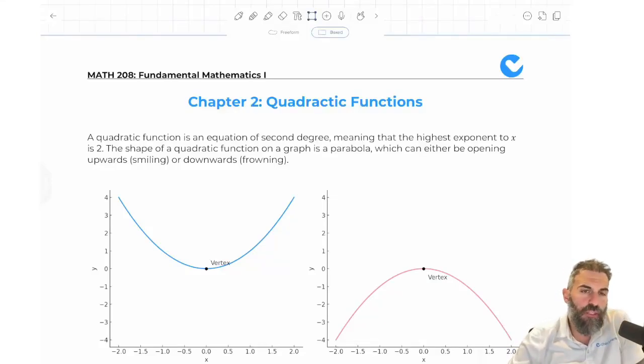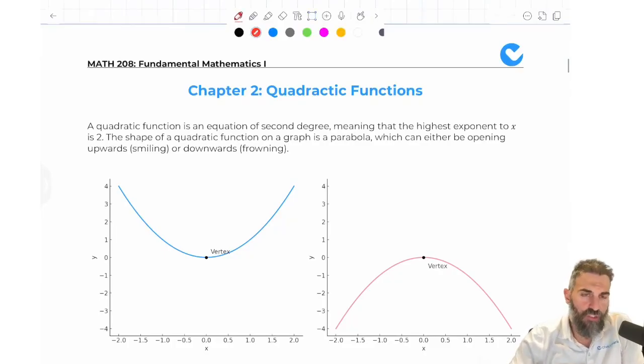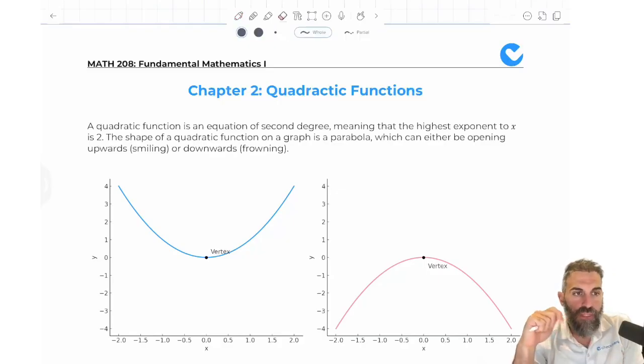So in this video, we're going to be looking at Chapter 2, which is the chapter on quadratic functions. So we'll talk about what quadratic functions are, how they're different from linear functions, and then we'll do some applications of it as well.